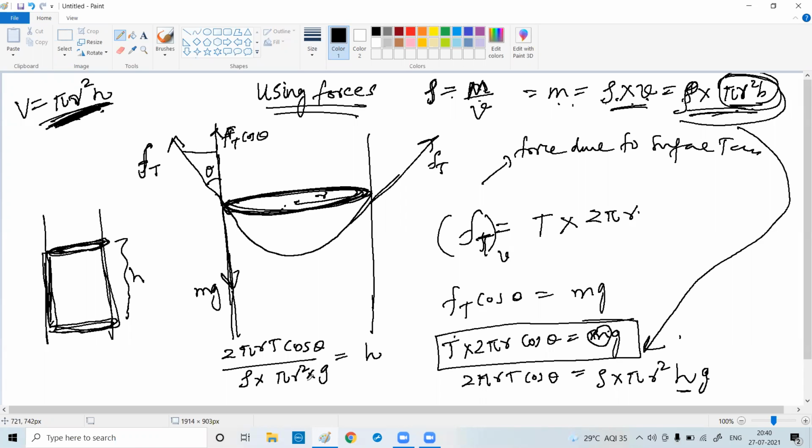So what we will do? See what is getting cut. One r got cut. So we got h equals 2 pi T cos theta divided by rho into pi into r into g. Yes or no?